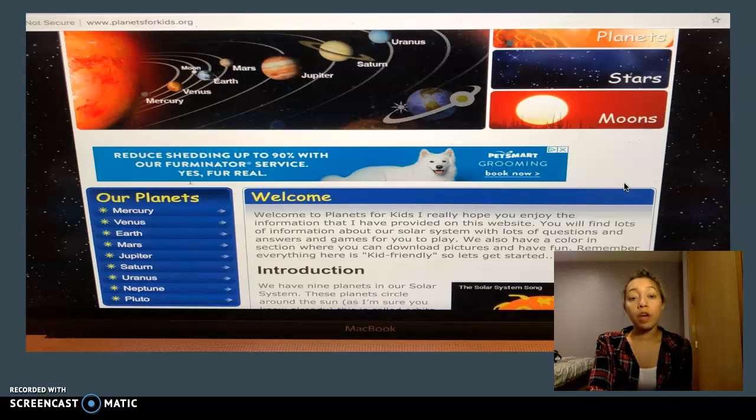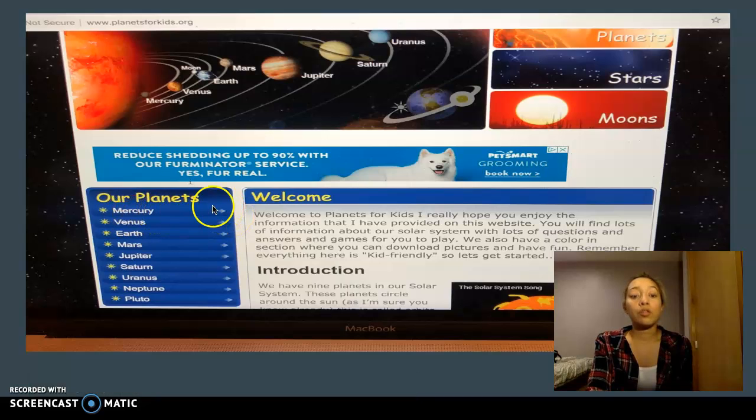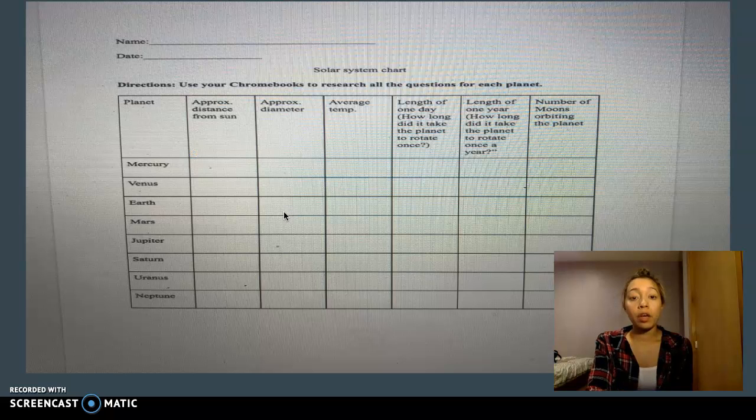And then right here, I included a screenshot of how the website would look like when you click on it. So right here are the list of the planets, and when you click on each planet, it will give you the facts that you need to complete the solar system chart. And right here is the chart that I would provide my students with.